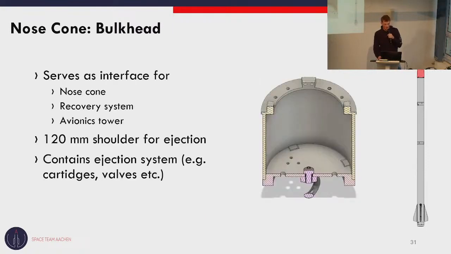Moving on to the nose cone bulkhead. The nose cone bulkhead is basically where we mount the nose cone, the recovery system, and the avionics tower too. So it pulls the different subsystems all together. This shoulder has a length of 120 millimeters. That will be the length over which the gas expelled from the nose cone ejection can accelerate the nose cone. We already tested this, and it works out nicely, so we're confident in that dimension.